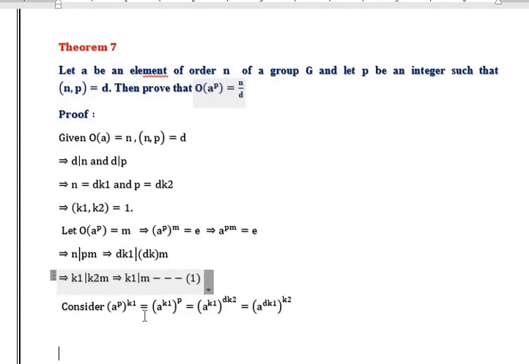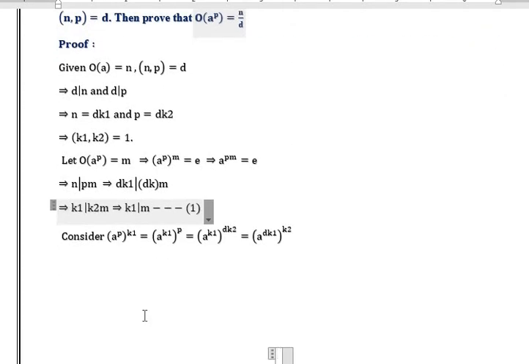Now consider (a^p)^(k1). Now by rearranging the powers, (a^(k1))^p is equal to (a^(k1))^p, in the place of p substitute dk2, then (a^(dk1))^(k2), it can be written like this.